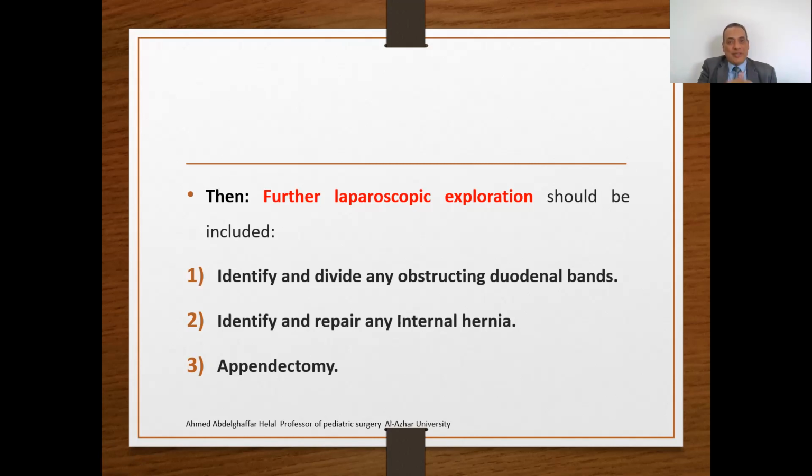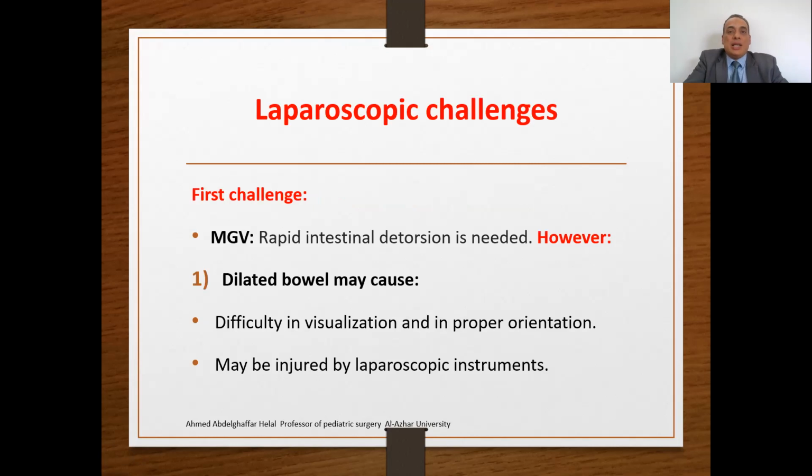If exceeding half the diameter of the abdomen, it may appear to be sufficient to prevent mid-gut volvulus, taking into consideration the debate on this point, followed by identifying and dividing any obstructing Ladd band or duodenal band, identifying and repairing internal hernias, and finally appendectomy. There are also some laparoscopic challenges. The first one is the presence of mid-gut volvulus.